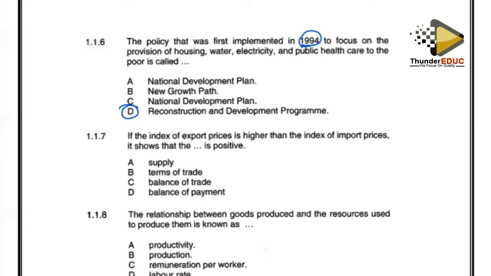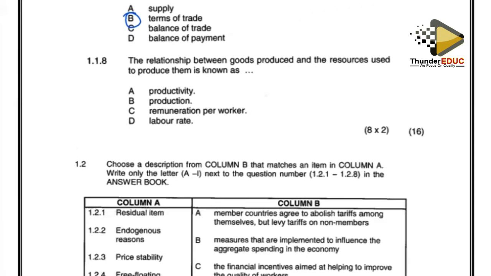Okay, right. So moving on to 1.1.7, it reads as follows. If the index of export price is higher than the index of import prices, it shows that the dash is positive. So that on its own, it shows that the terms of trade is positive. Okay, right. So now let's move on to 1.1.8. It reads as follows. The relationship between goods produced and the resources used to produce them is known as dash. That is what? Productivity.